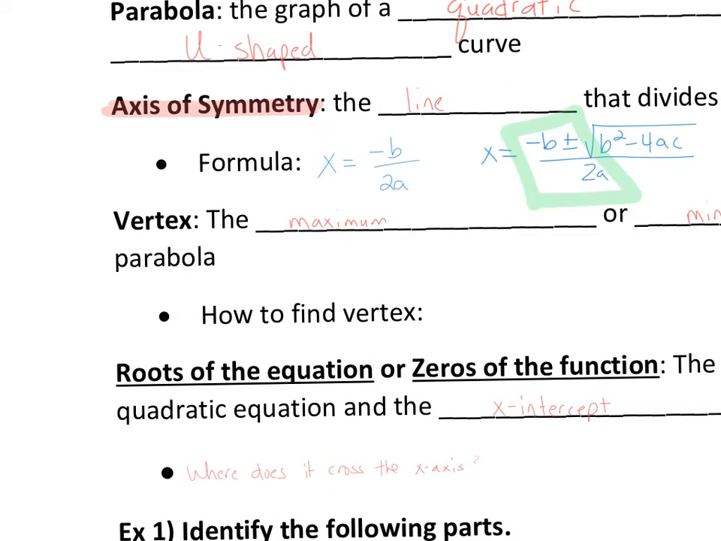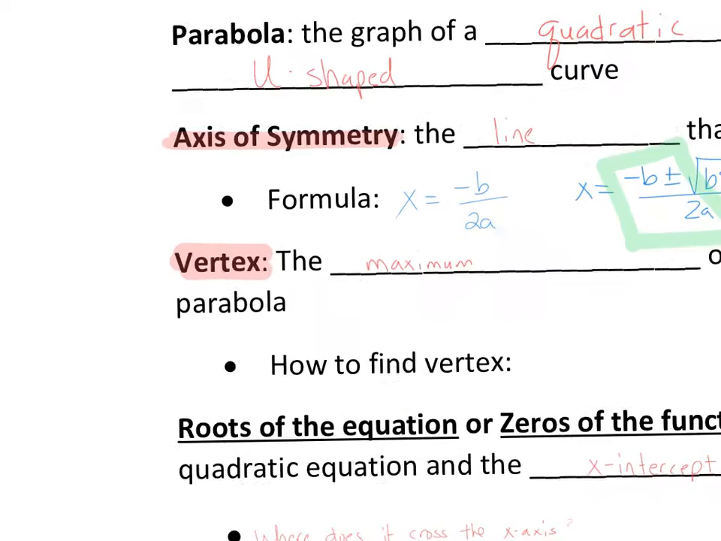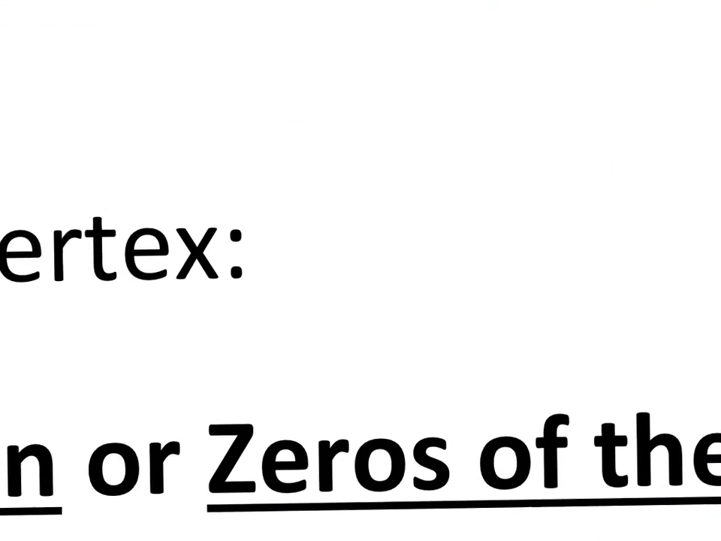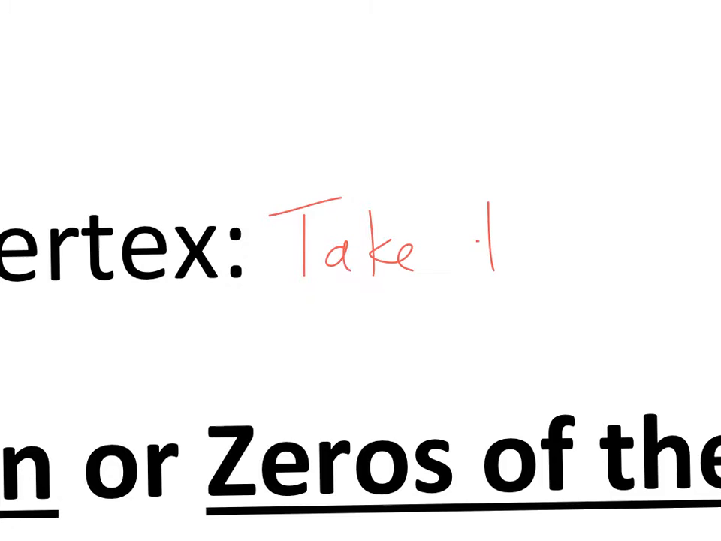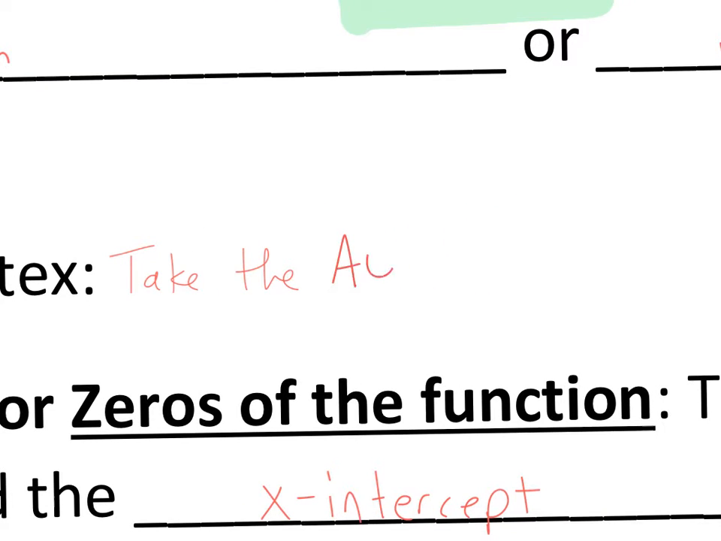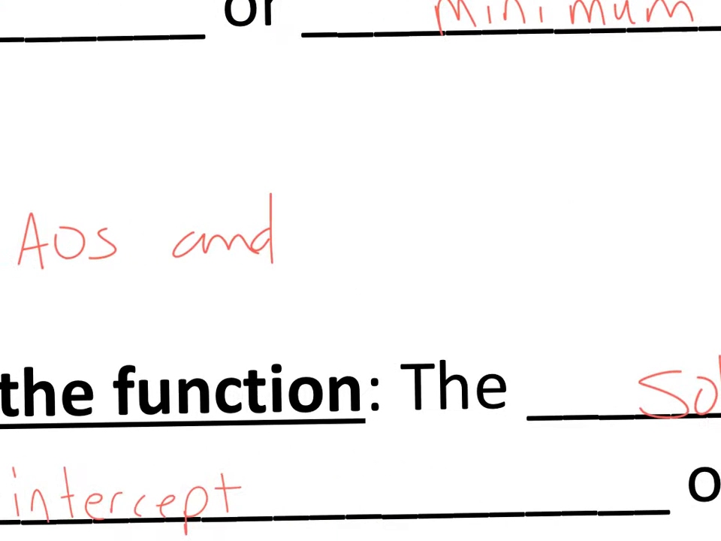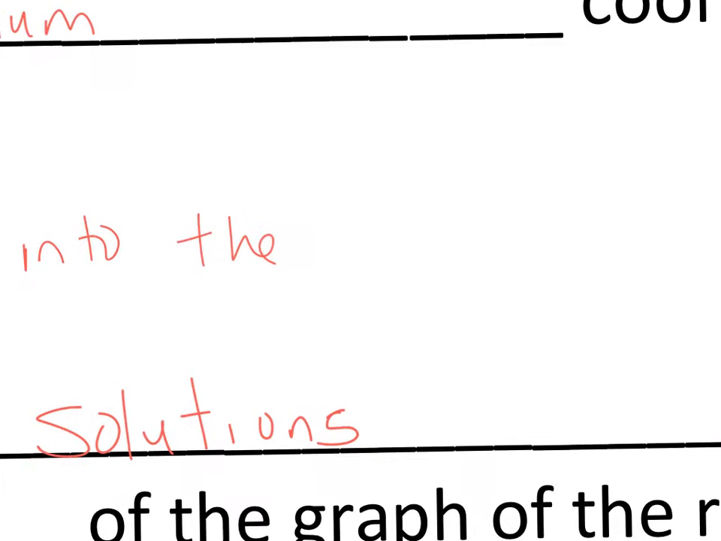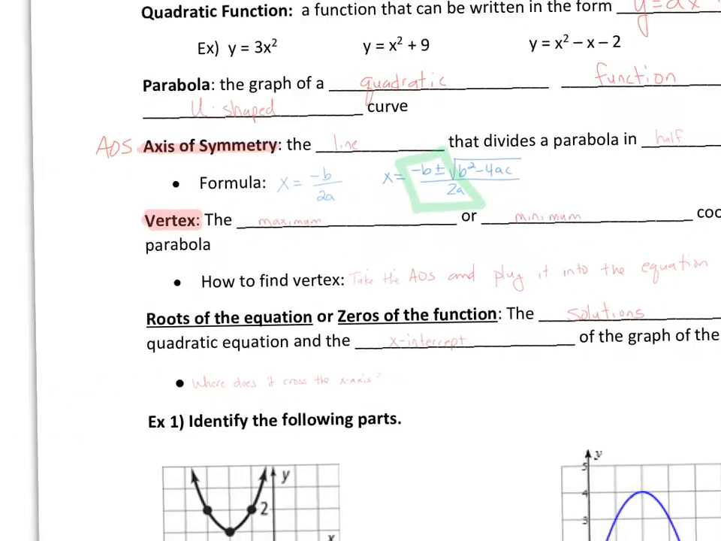Now, the next thing we're going to be asking you to find is the vertex, okay? So this is also a really important guy. When we're finding the vertex, what we're going to do is take the AOS. Anytime I say AOS, I'm talking axis of symmetry, okay? So we're going to take the axis of symmetry and plug it into the equation, okay?